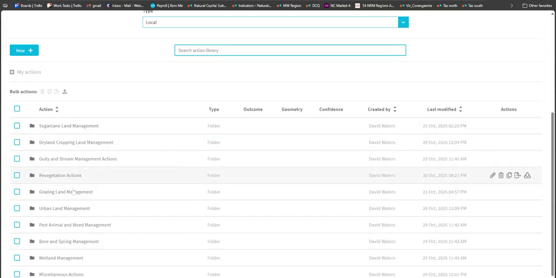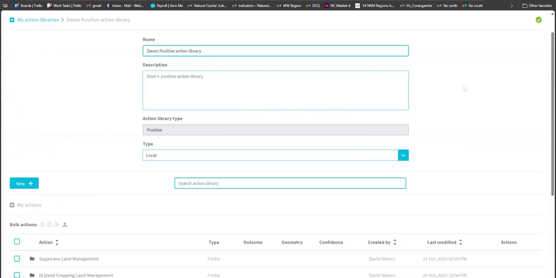It just lists the series of actions or activities that you can undertake. And these are around sugarcane land management, in this case, gully and stream, re-veg, grazing, there's some urban activities, wetlands. So this is a generic library, if you like, that I've developed nationally. But then obviously if you use natural capital region, you tailor it to your own specific needs and activities. So that's around costs and efficacies and confidence, etc. So for today's exercise, we'll use this one.